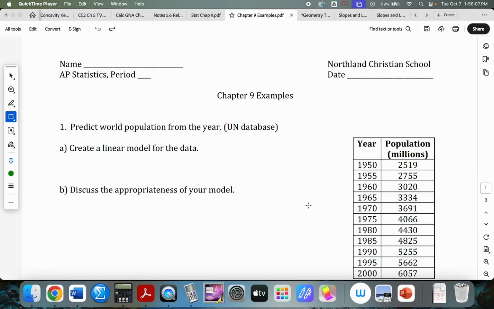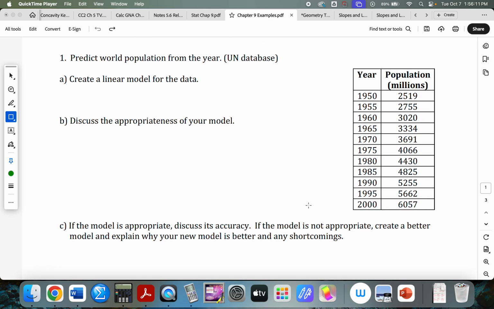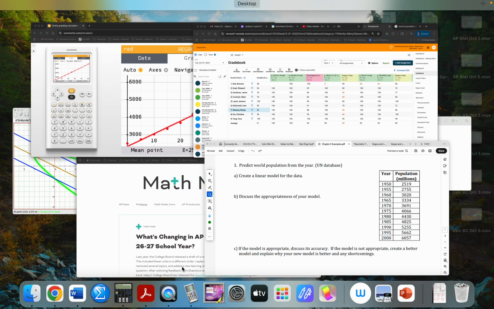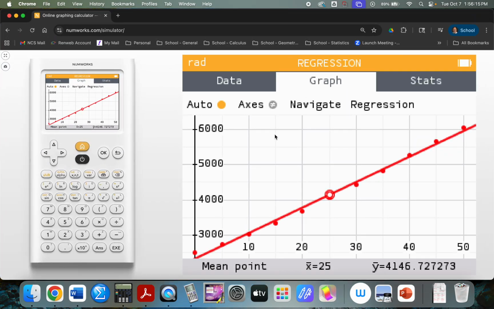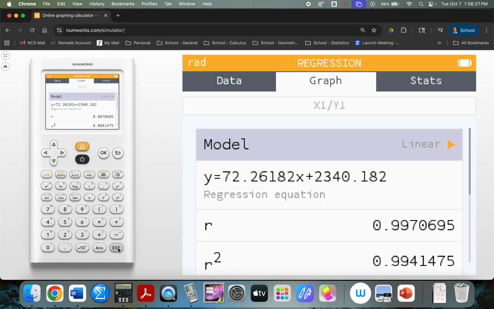By now, you have this in your calculator already. So it looks something like that. And you're like, oh, that looks pretty straight. And if you go to the regression, you can get the model.